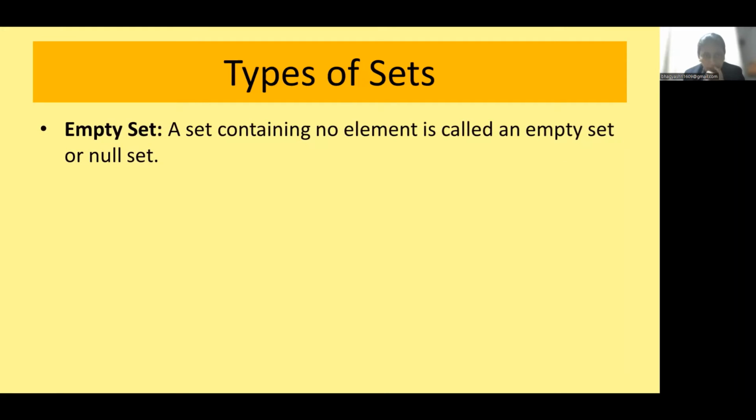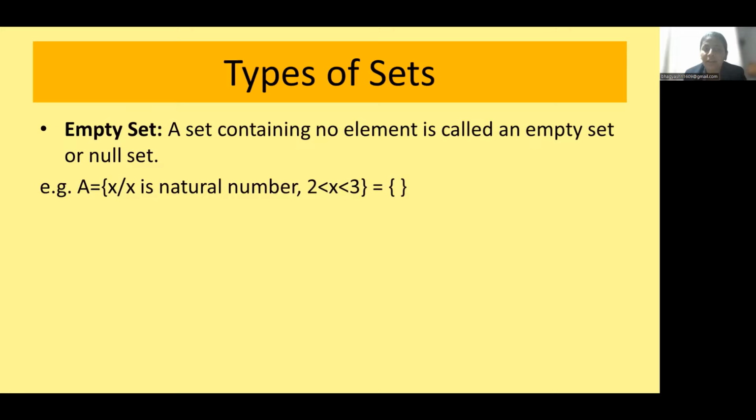First type is empty set. A set containing no element is called an empty set or null set. It is denoted by the letter phi or empty curly brackets. For example, set A is the set of all x such that x is a natural number and 2 is less than x less than 3. If we observe the natural numbers, there is no number between 2 and 3, and therefore this set is an empty set. Then n of A is equal to 0 because there is no element in the set A.